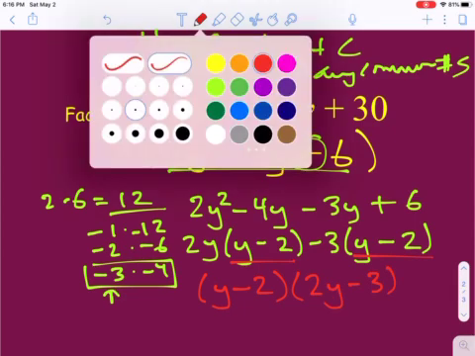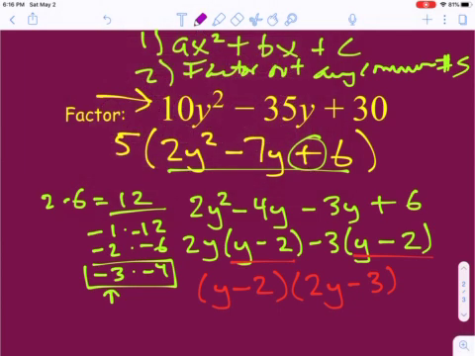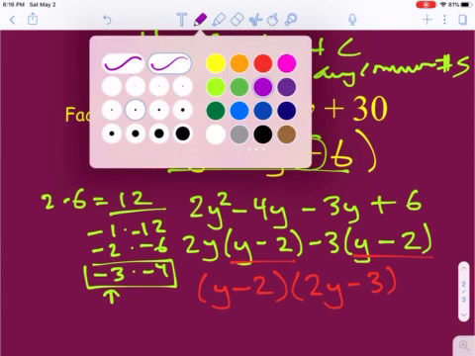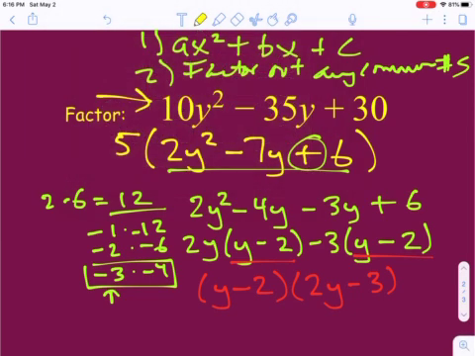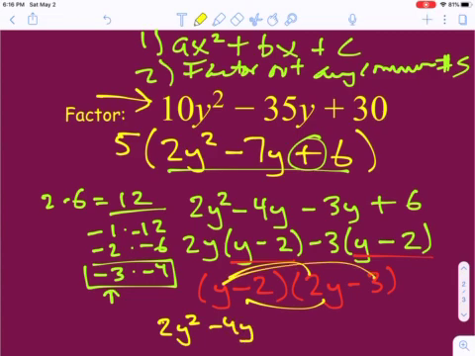And then the last thing I always ask you guys to do, because I think it's just good practice, is multiply this all together and work backwards to make sure you did your work right. So y times 2y gives me 2y squared. You get negative 4y, and then negative 3y. I'm not really doing FOIL, I'm just multiplying. And then negative 2 times negative 3 gives me plus 6. And if you combine these, you get that negative 7y that's up here.